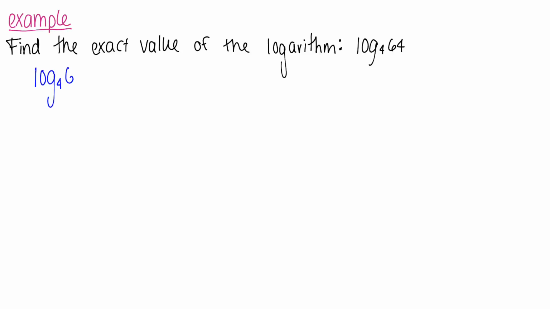Log base 4 of 64. Human brains don't appreciate logs. We don't like thinking in logs. We like thinking in exponentials. So what can we do? We can change this into an exponential. This isn't actually an exponential equation though. So to remedy that, I'm just going to set this equal to y. We're trying to solve for whatever y is. That's what we're interested in. And then we'll do our loop-de-loo and switch it into exponential form.